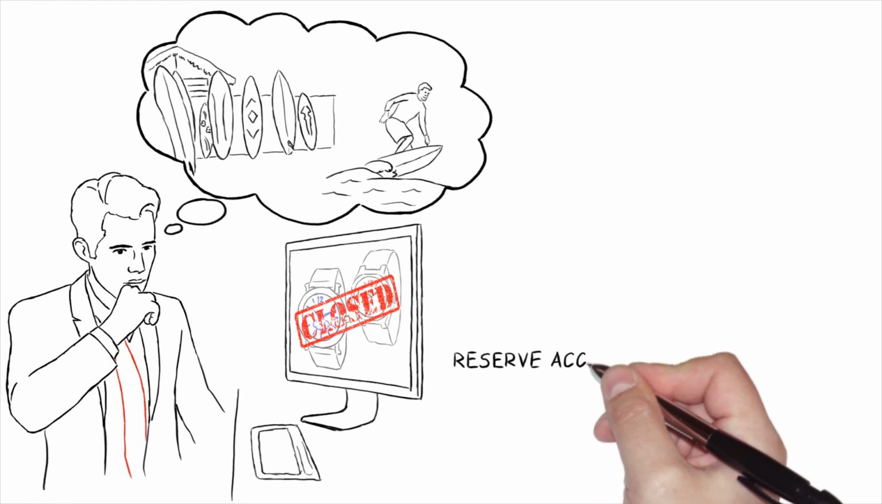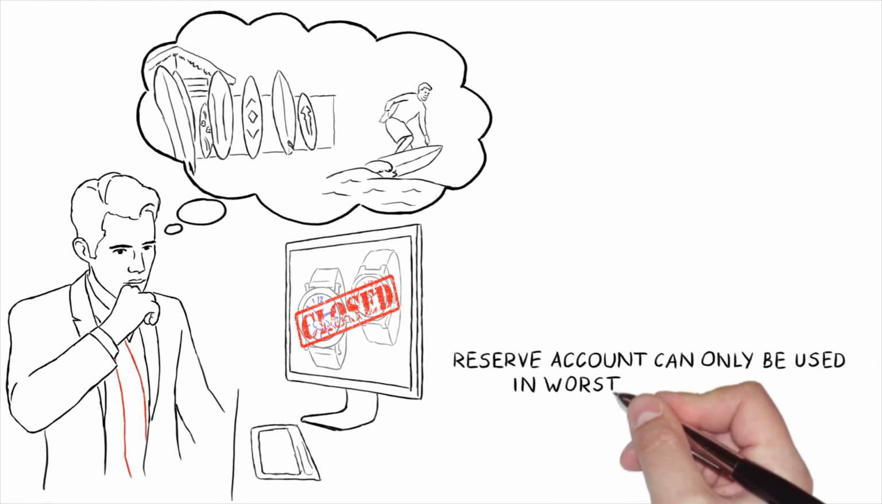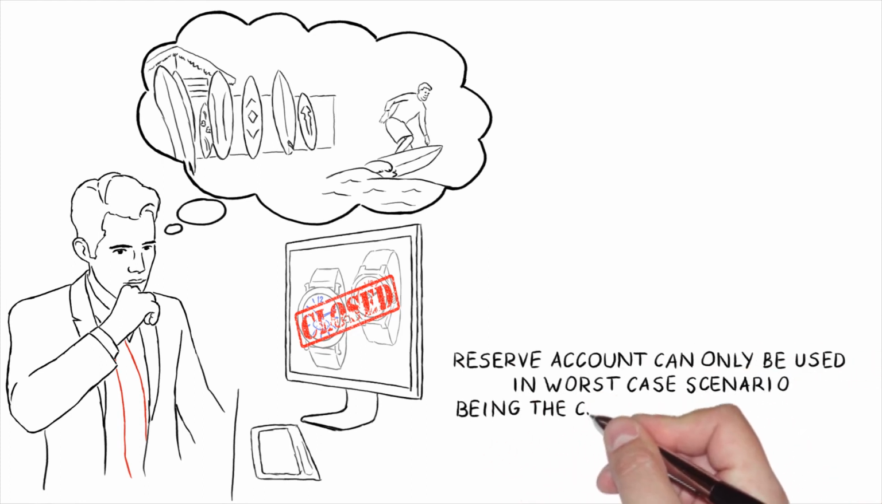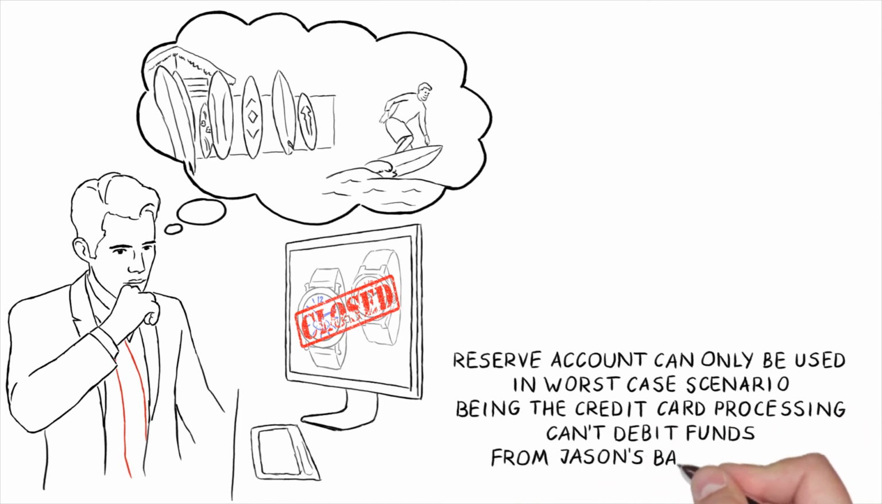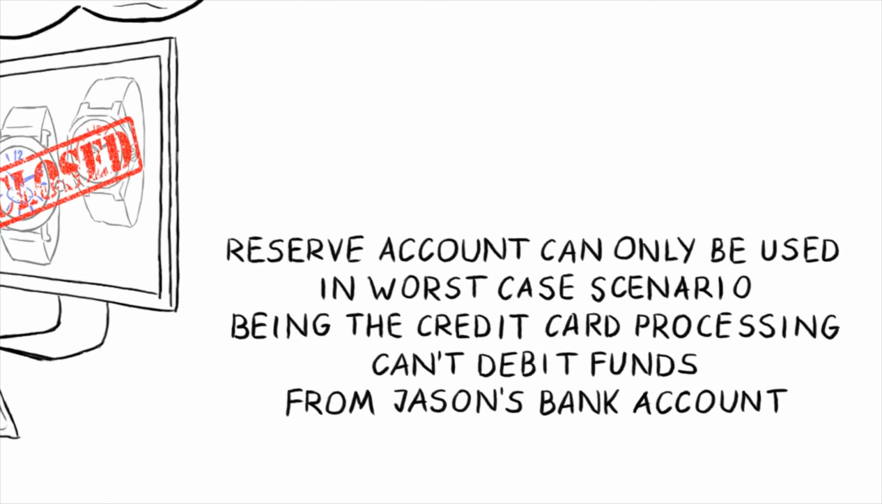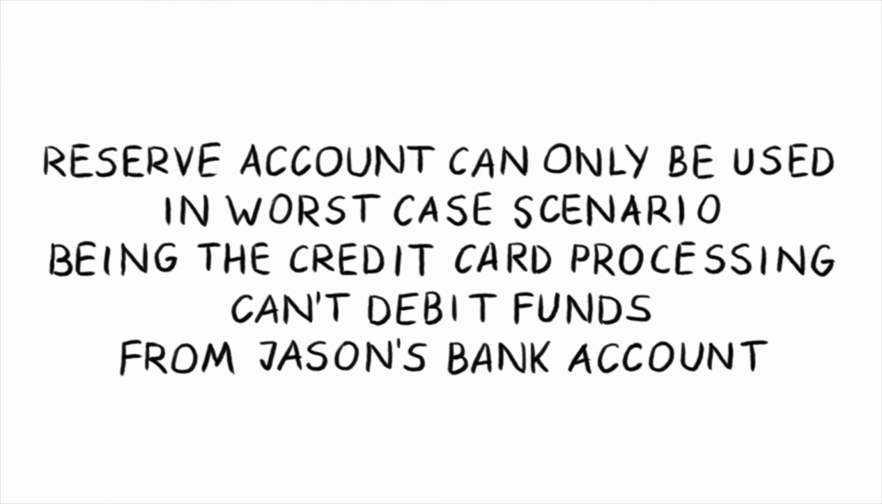He is still obligated to cover any chargebacks that come in from his watch company. The credit card processing company makes it very clear in the merchant agreement that Jason must cover any chargebacks and fees from his bank account. The reserve account is only to be used if Jason becomes insolvent and the credit card processing company can no longer debit Jason's bank account.